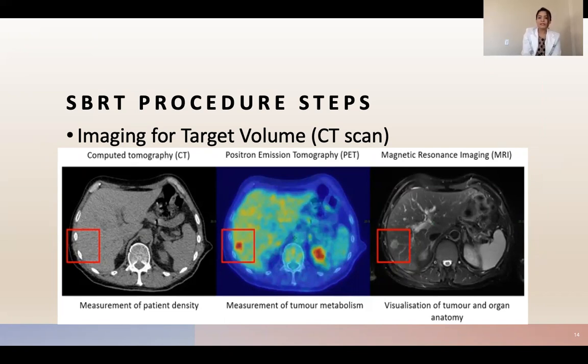So I have these axial images of CT, PET, and MRI, and you can see the PET is using contrast, and here we can see the lesions very well. With MRI, excellent soft tissue contrast can be seen. MRI is acquired to see the anatomy of the tumor and the structures surrounding the tumor.